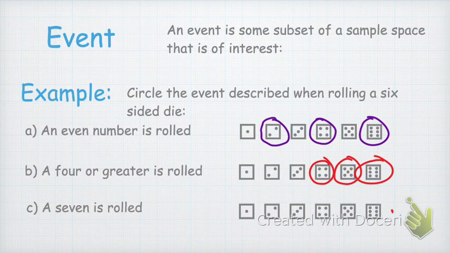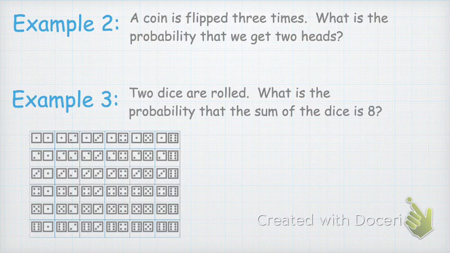So with those ideas in mind, we can return to the idea of probability and see if we can calculate some probabilities. Our next example is, what if we flip a coin 3 times? What's the probability that we get 2 heads? A lot of different ways we could answer that, but this is a small enough sample space that I think we can actually list all those possibilities.